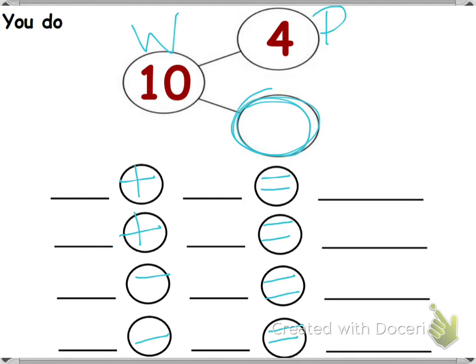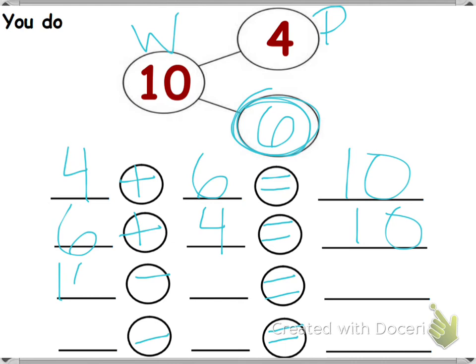All right. Ooh, this is a 10 buddy, guys. 4 and what make 10? Good. So we know that 4 and 6 make 10. 4 and 6, 6 and 4, making 10. Fly out the door. Remember that. So your number sentences should have been 4 plus 6 equals 10, 6 plus 4 equals 10. And subtraction is 10 minus 4 equals 6, and 10 minus 6 equals 4.